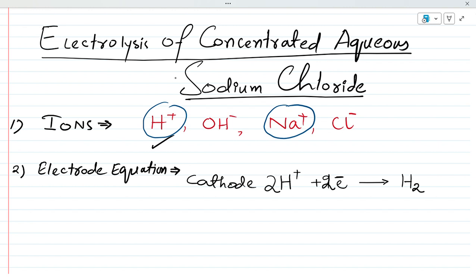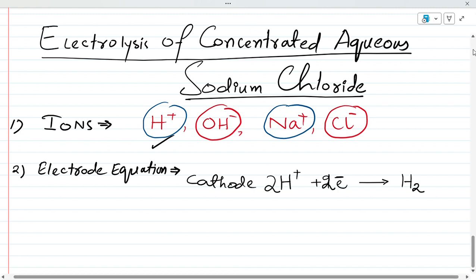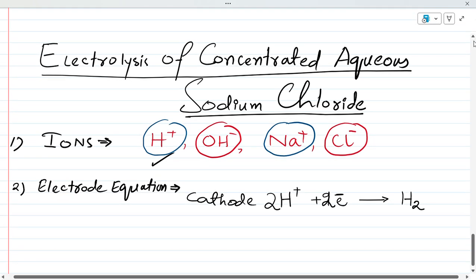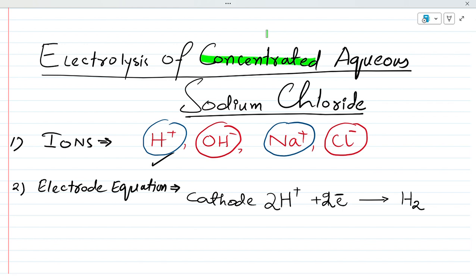Each hydrogen ion has a need of 1 electron, so there are the 2 hydrogen ions involved. Now for the negative ions, which we can see, there is one OH minus ion and one chloride ion. Chloride ion is the halide ion. We will also see what is the concentration. Is it concentrated? We can clearly see it is mentioned that it is concentrated aqueous sodium chloride.